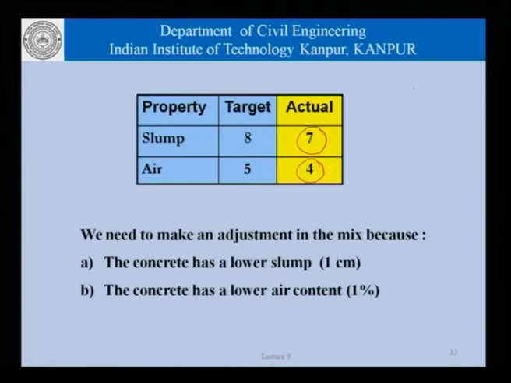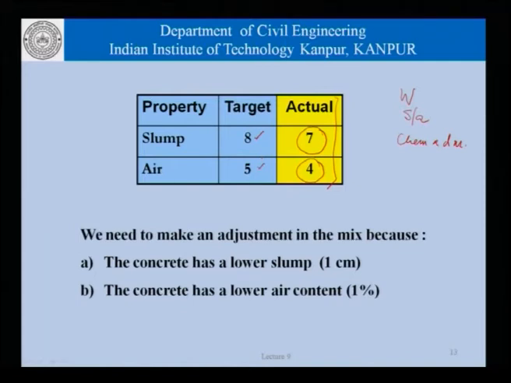This is absolutely possible because we started with a water content. We used an S by A. We used a chemical admixture dosage, which somebody told us would lead to a 5% air. Now, depending on the actual properties of the materials used, this might not be sufficient, and these are the actual values that we get. Now, what do we do? Because at the end of it, we want 8 centimeters of slump and we want 5% of air. With that mix that we designed, we got 7 centimeters of slump and 4% of air.